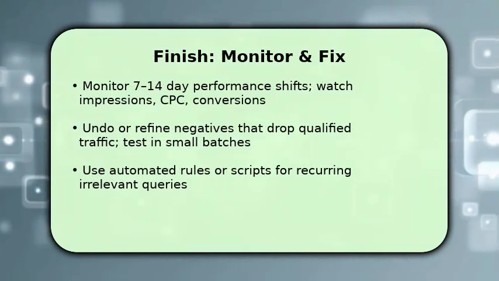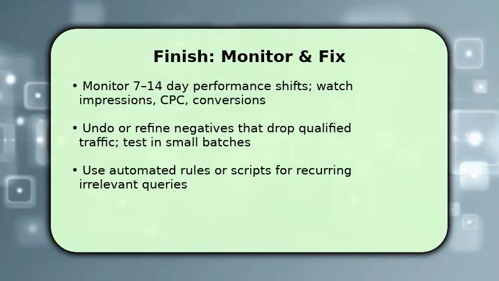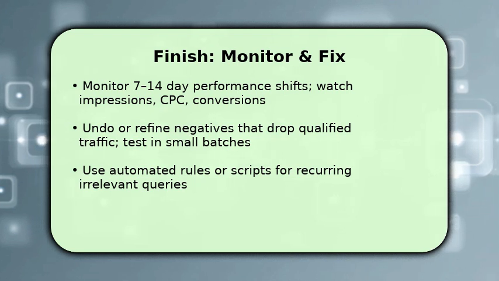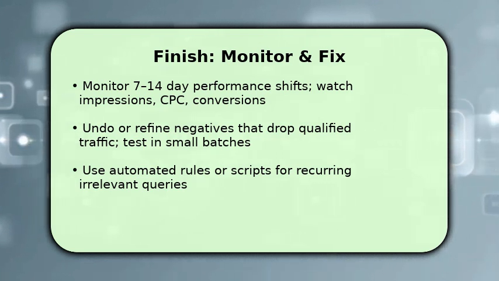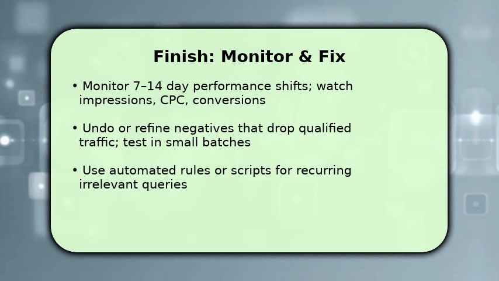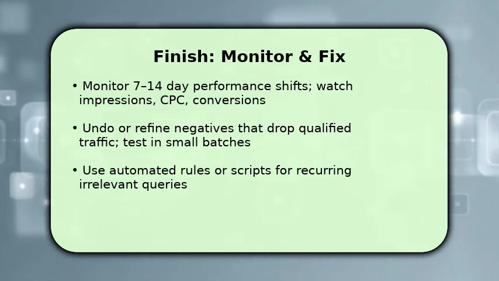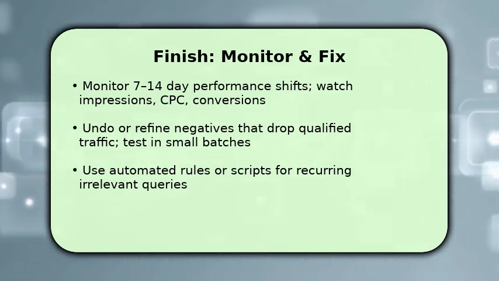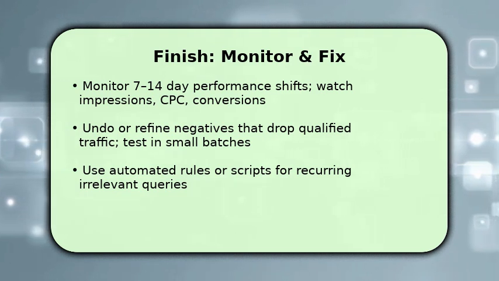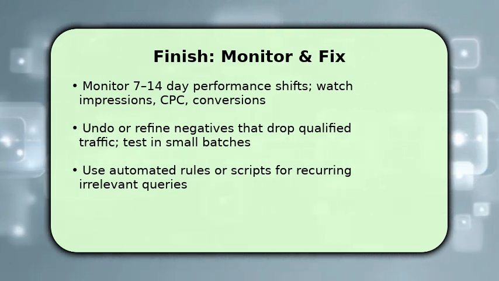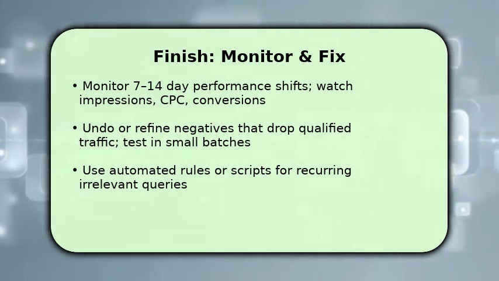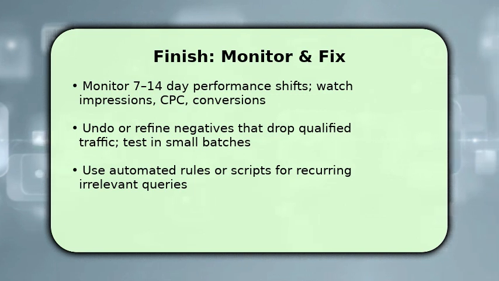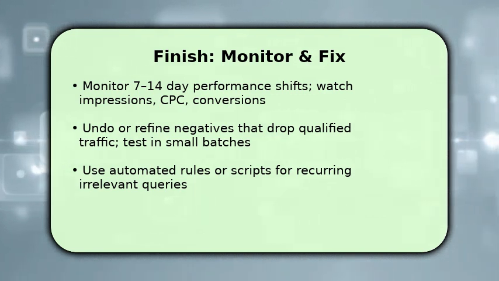To finish, monitor performance for the next 7 to 14 days and compare impressions, CPC, conversion rate, and cost per conversion to confirm improvements. If qualified traffic falls, undo or refine the newly added negatives and test changes in small batches so you can isolate effects. Make sure to use automated rules or simple scripts to flag recurring irrelevant queries and add them to lists.